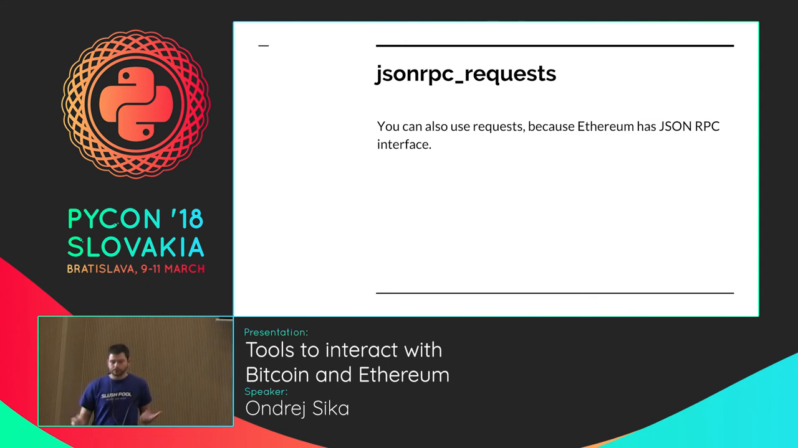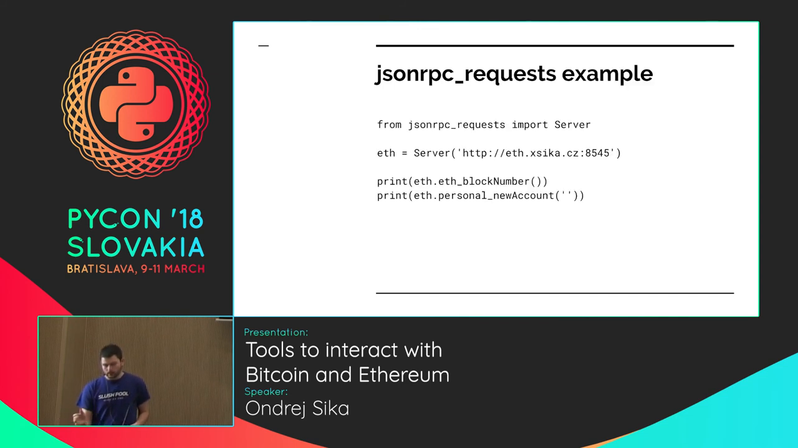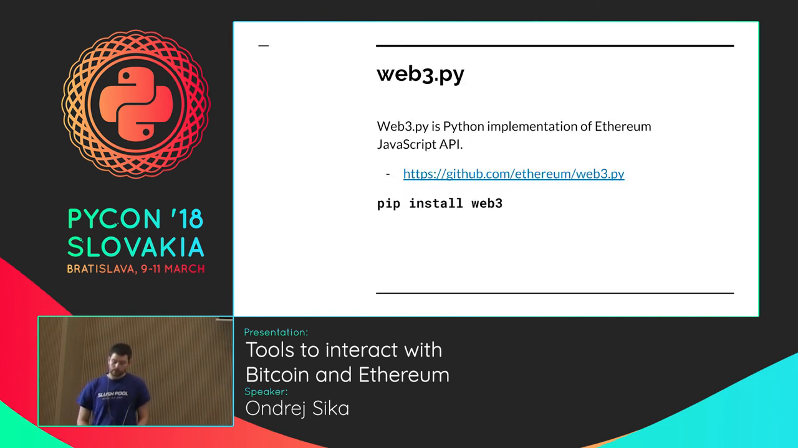And in Ethereum, you can also use JSON RPC requests, because Ethereum also has a JSON RPC API. You can use it in a similar way. There is some new address, and there is some actual block number. But Ethereum supports the Web3 API. It's a JavaScript API designed for Ethereum, but the Ethereum Foundation, the company behind Ethereum, has a Python implementation and maintains it. And through this Web3 framework, you can easily access the Ethereum network and the Ethereum smart contract platform.